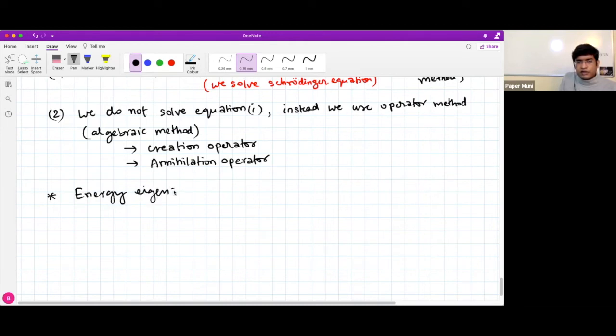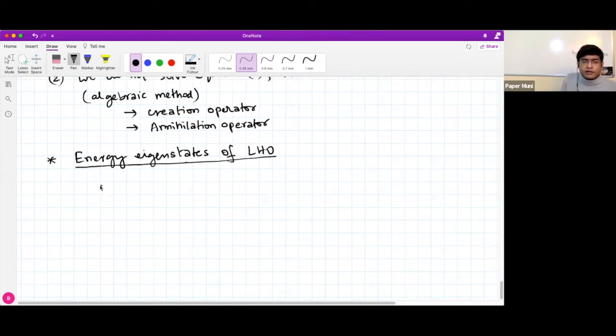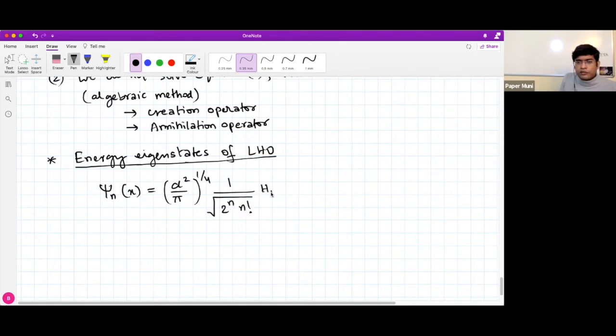Energy eigenstates of the linear harmonic oscillator are given by psi_n(x) equal to (alpha squared by pi) to the power 1/4, times 1 by square root of 2^n n factorial, times e to the power minus half alpha squared x squared.